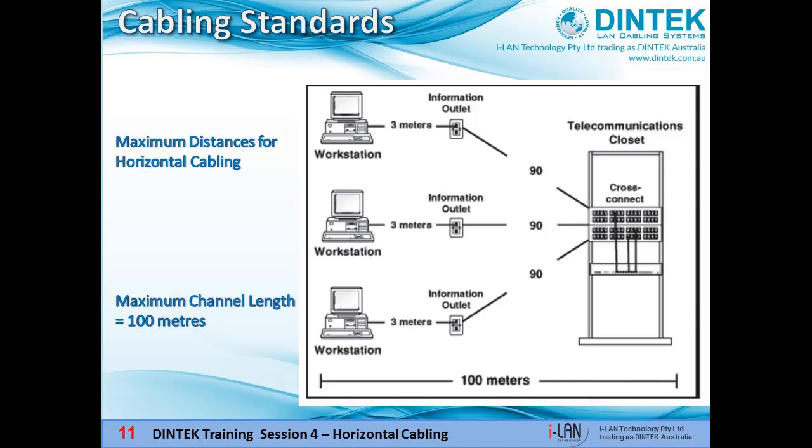The length of cable between the outlet or wall plate and the horizontal cross connect, that's the patch panel at the floor distributor, shall not exceed 90 metres. The maximum channel length from workstation to switch shall not exceed 100 metres. Channel length includes the patch cables at both ends.